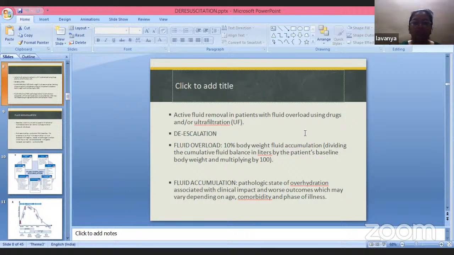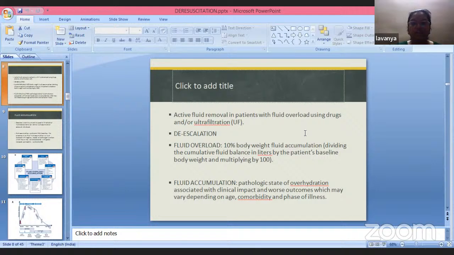So fluid overload definition varies from patient to patient. There is no proper consensus on the definition, but the most accepted definition is when there is a 10% body weight fluid accumulation. It can be given by cumulative fluid balance in liters divided by the patient's baseline body weight and multiplied by 100. It can give a rough idea about how much fluid is accumulated, how much overload has happened. So it is better to use the word fluid accumulation than fluid overload.